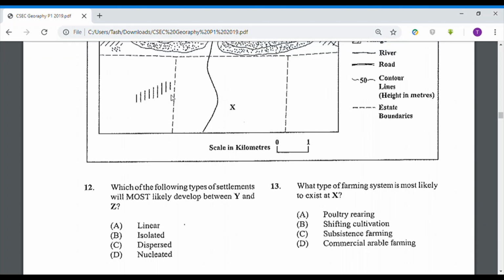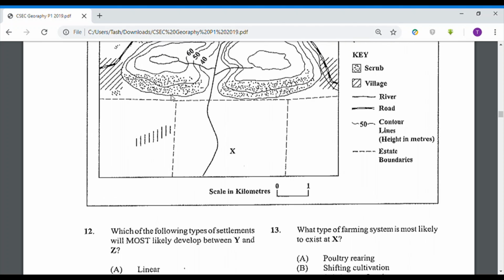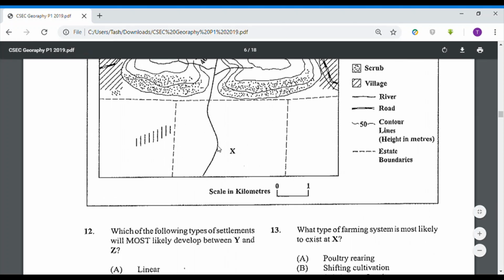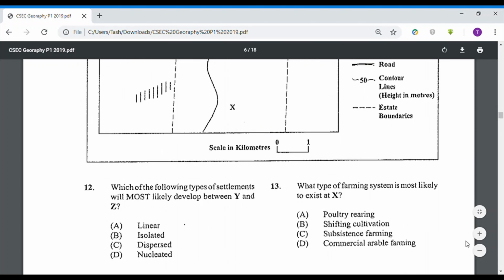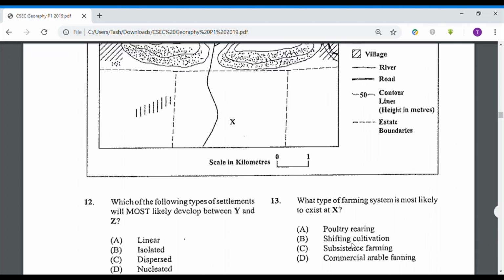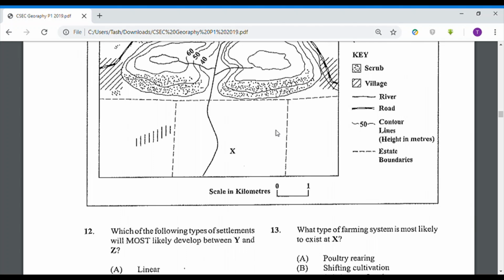For number 13, what type of farming system is most likely to exist at X? So let's look at X. This is X. We're looking at a type of farming system. There's poultry rearing, shifting cultivation, subsistence farming, and commercial arable farming. So for X, we realize that number 1, it is a wide range of land, wide space. Secondly, it is flat land.